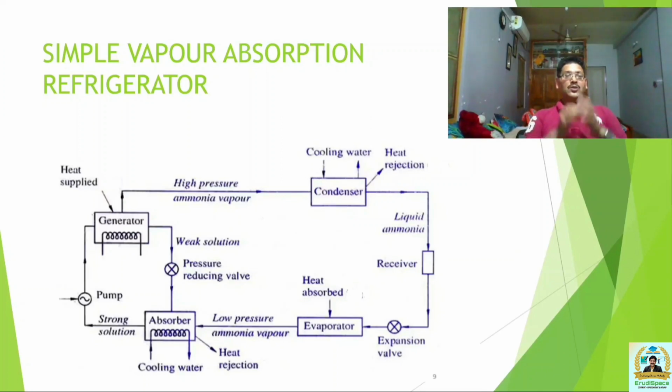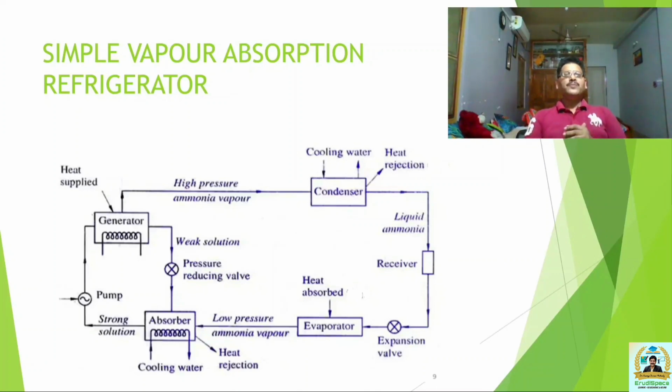Now, what happens to the weak solution of Aqua-Ammonia which is left in the generator? It actually returns to the absorber after passing through the pressure reducing valve. The pressure reducing valve is provided so that the high pressure is considerably reduced.